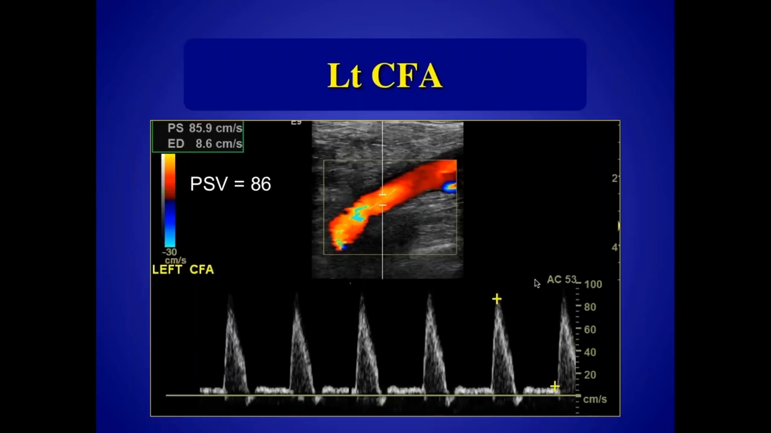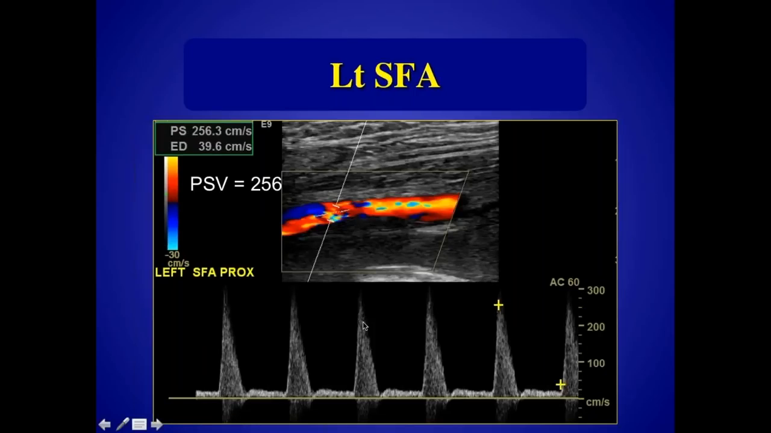So here's the duplex examination in this patient. So we're starting out at the level of the groin, the common femoral artery, triphasic waveform, peak systolic velocity is 86. So far so good. We have a nice rapid upstroke, so it looks like it's telling us that the inflow is okay. So we're going to move down the leg.